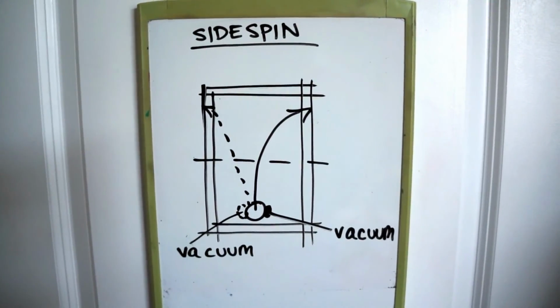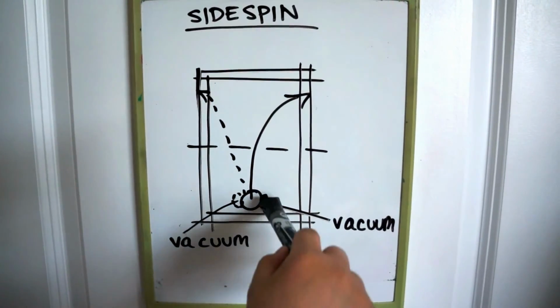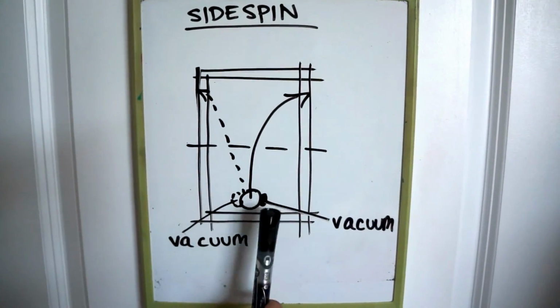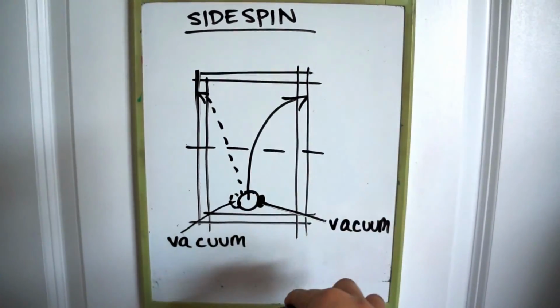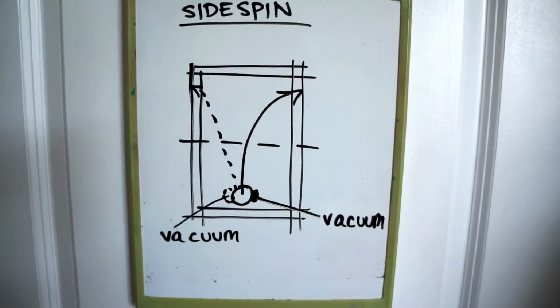Side spin will place the vacuum on the sides of the ball, causing it to curve. So if the vacuum is on the right side, it will cause it to go to the right, and if it's on the left, it will curve to the left.